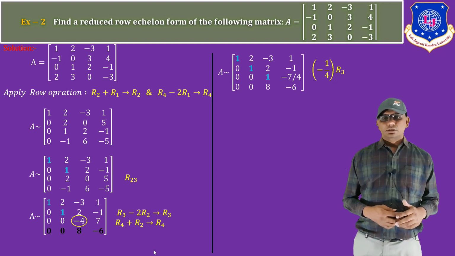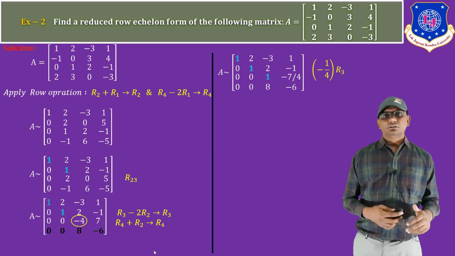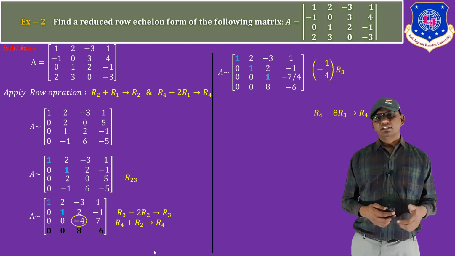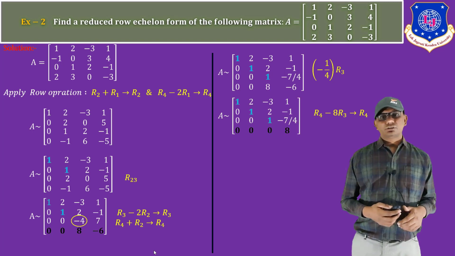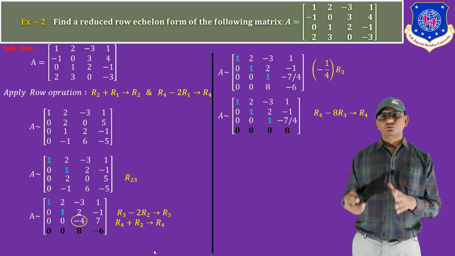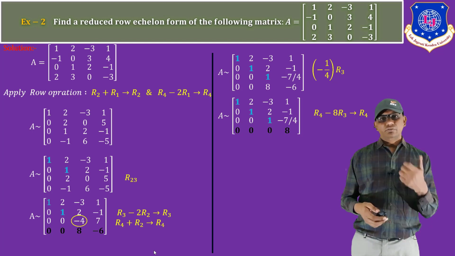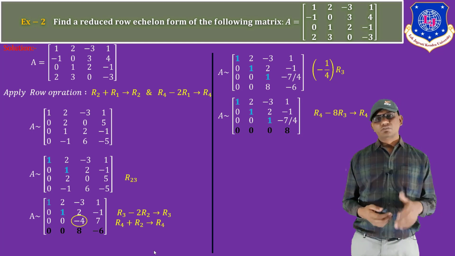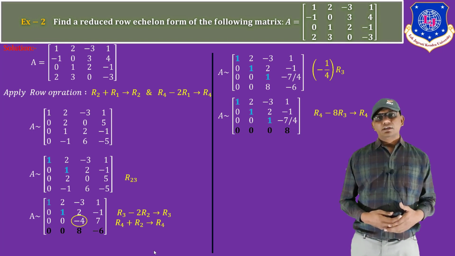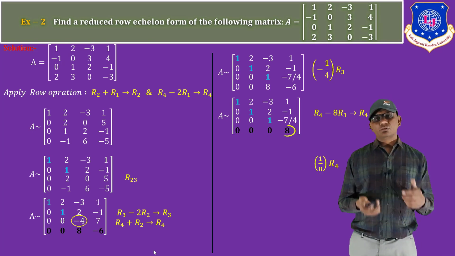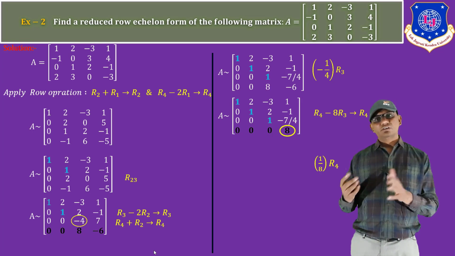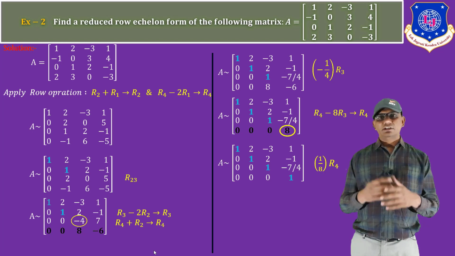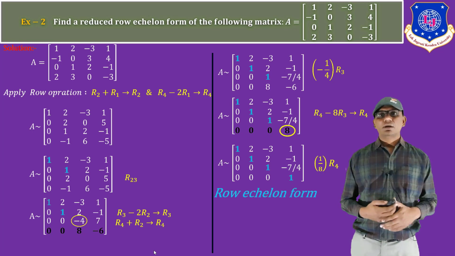Now we apply -8 R3 added into R4, then we finally get the last row equal to 0, 0, 0, 8, and we have perfectly converted all the entries below the leading elements to 0. Now 8 is the last leading element, and we have to convert it into 1. So we divide the fourth row by 8, then we get the row echelon form of our matrix.